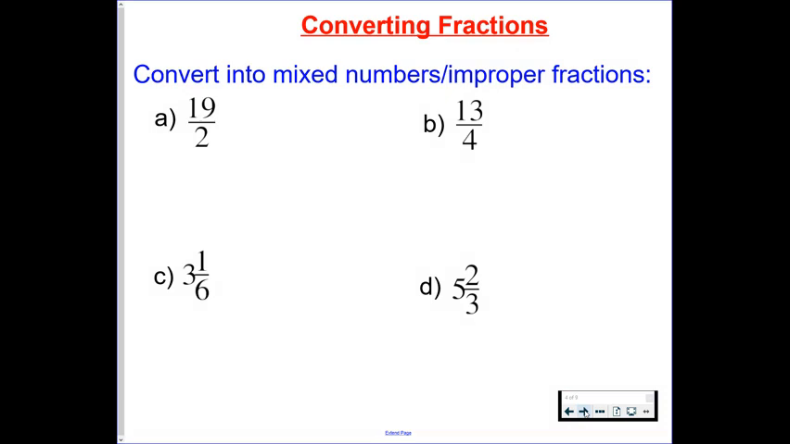So first, let's just go back to the basics of fractions and converting fractions to mixed numbers and vice versa. So that's what we're going to practice first. Convert into a mixed number or an improper fraction. So let's start with our first one. 19 over 2. Remember, with a fraction, this top part is called the numerator. The bottom we call the denominator.